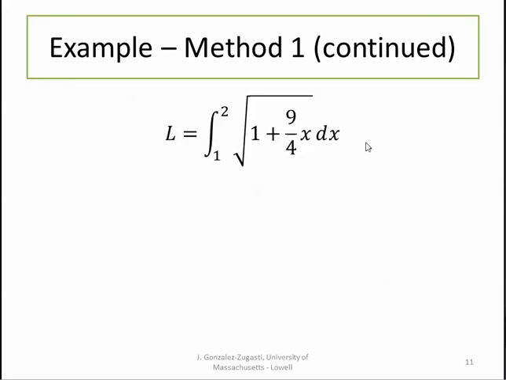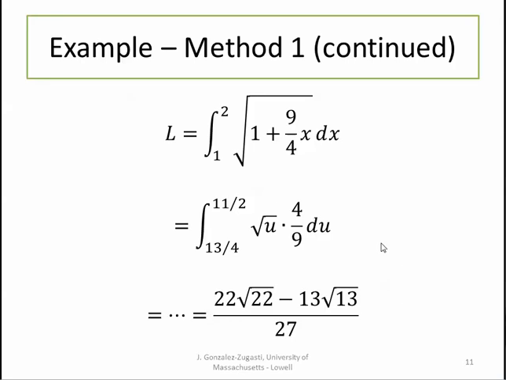My original integral now becomes the integral from 13/4 to 11/2 of the square root of u times 4/9 du. This is something easy for you to evaluate at this point, so go ahead and make sure you can evaluate this and get our final answer of 22 square root of 22 minus 13 square root of 13 over 27.